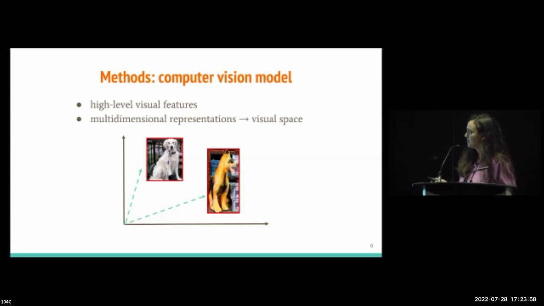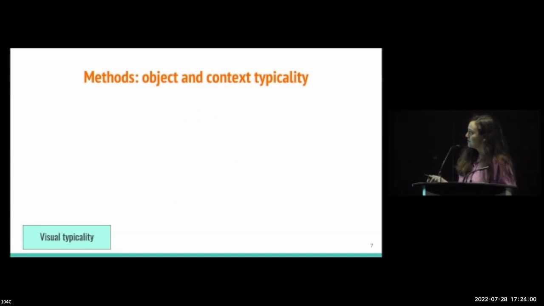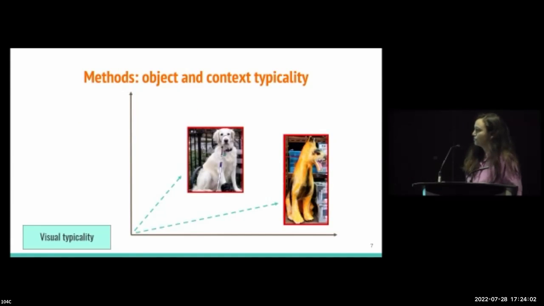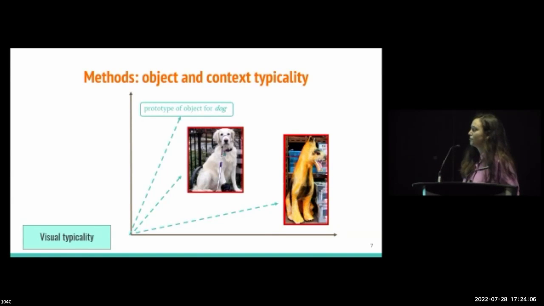To assess the object and the context typicality, what we do is compute a prototype, for example, the prototype of the object dog. To do so, we take a lot of objects named dog in another dataset. We average their visual vectors, and what we obtain is a thing like this. So we can say that the object here is closer to the prototype, so it is more typical than this object here that is a toy dog and is far away from the prototype, and it's very atypical.